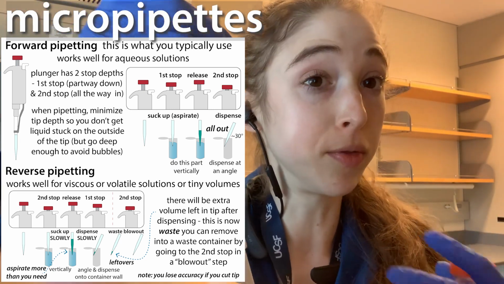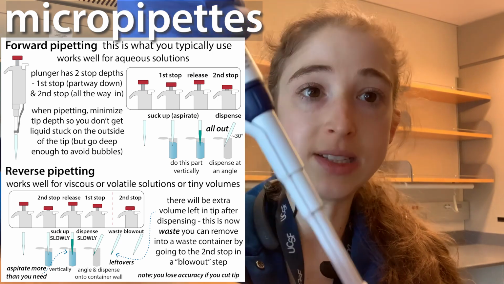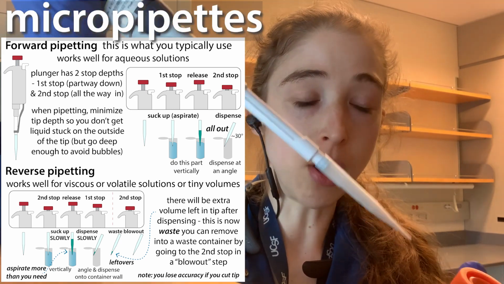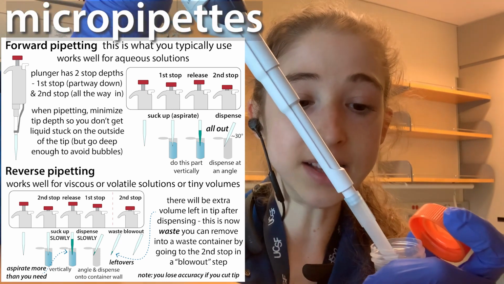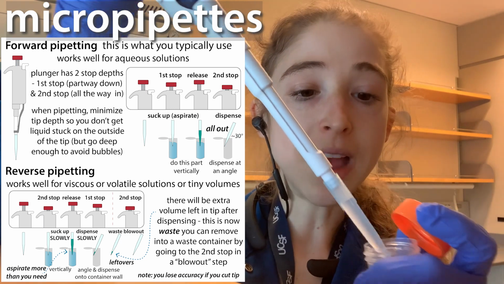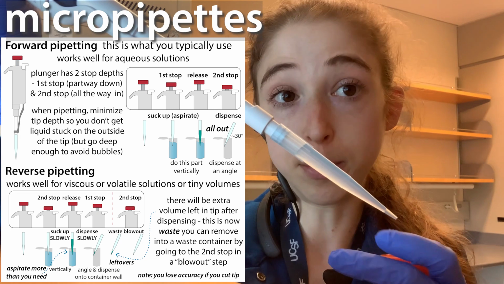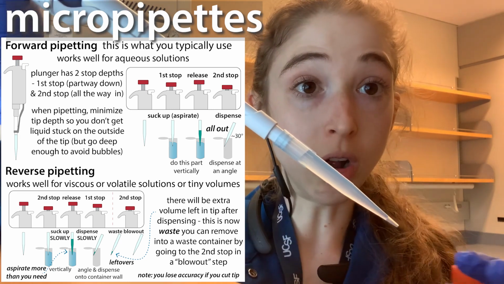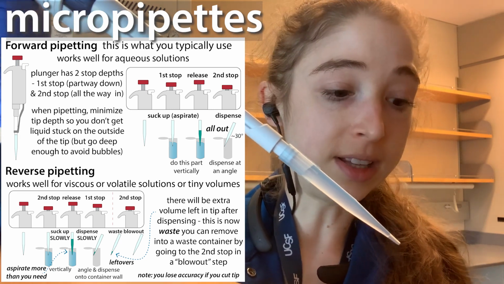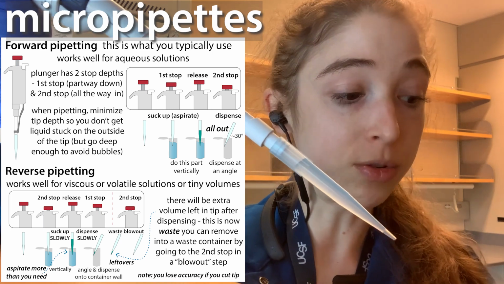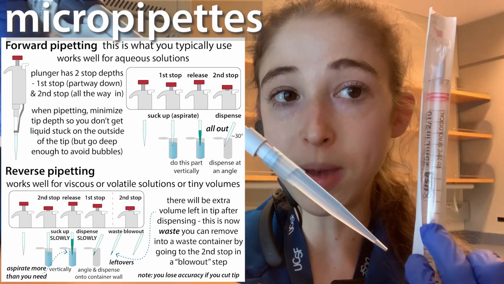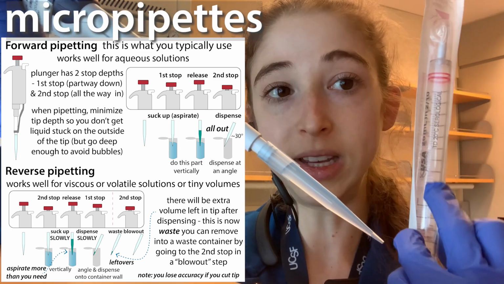There's another technique called reverse pipetting. This is where you go down to the second stop, all the way to the very end, and then you draw up. Now it's going to draw up more liquid than you need to push out. When we were doing forward pipetting, we needed to push all that liquid out, similarly to how we needed to push all the liquid out when we were using one of these serological pipettes, unless we were just going between these different lines.